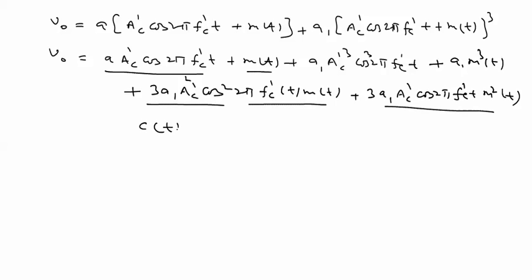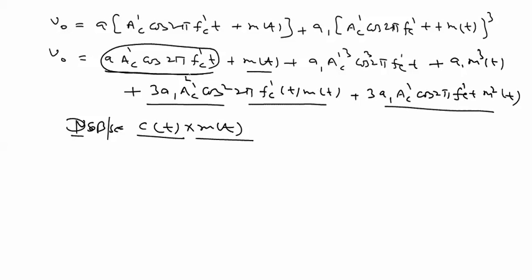The basic formula for DSBSC is the carrier and message signal. In this term, fc dash is not the carrier, so it does not pass through. This one also does not pass through. It is the cube of a particular frequency, so it is not passed. Only these two terms are points of interest.